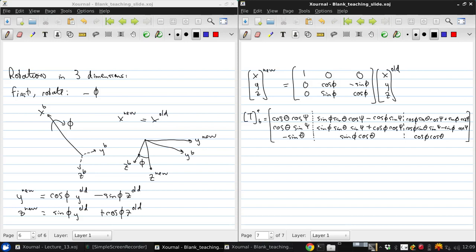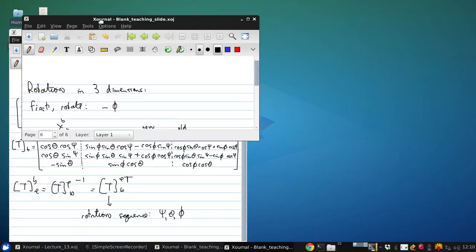And from the results of our earlier discussion on transformation matrices, we can say that TB is TEB inverse, and it's just TEB transpose. So this represents the rotation sequence in the opposite order, psi, theta, phi. One more thing for today.